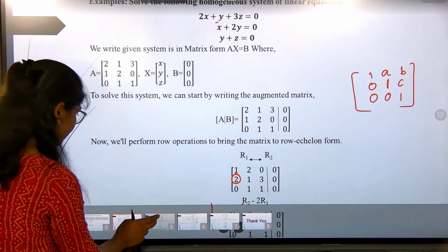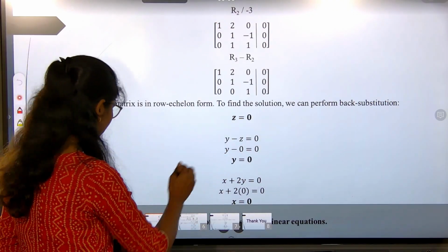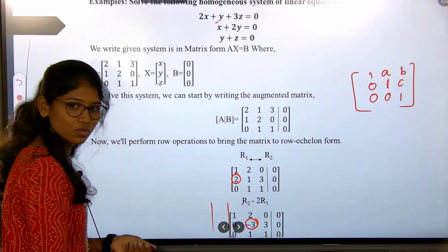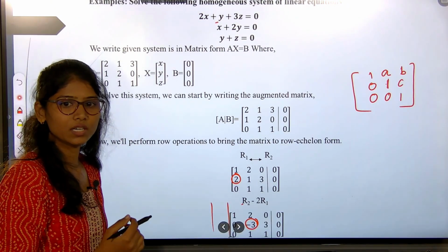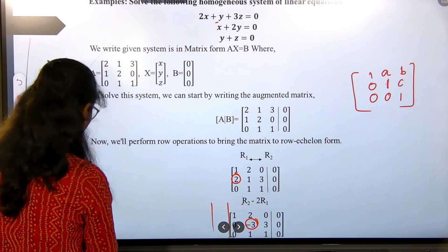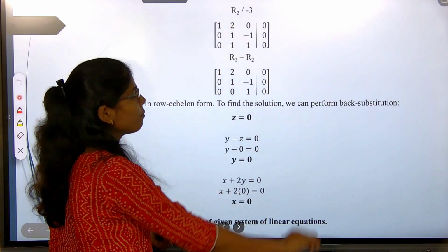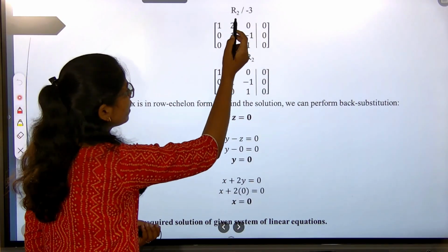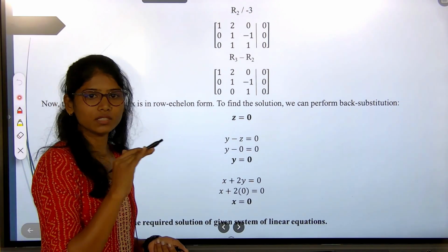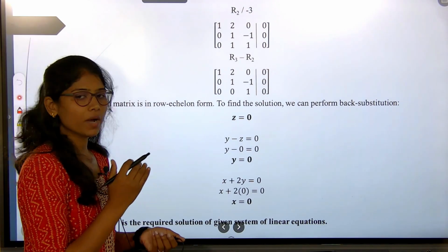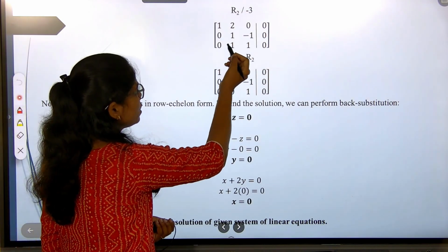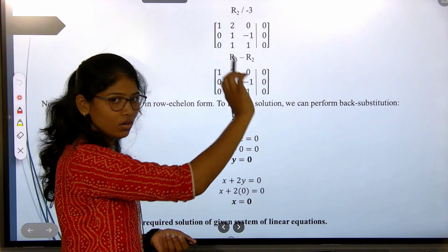For that, after dividing R2 by minus 3 we will get 1. So R2 upon minus 3. Write down R1 and R3 as it is and just divide whole row R2 by minus 3. So we get 1, 2, 0, 0, 1, minus 1, 0, 1, 1 and 0, 0, 0.